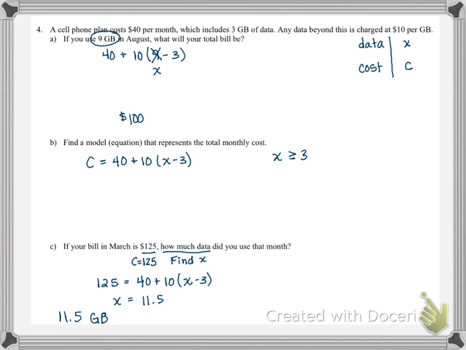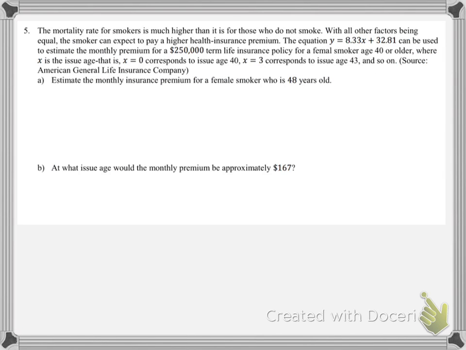Realistically, your bill would never be 125 in this situation, because those companies don't prorate it, right? As soon as you go over, they're like, bam, $10. Here's another gig. My kid goes over a lot, so I've experienced this. But if they did, we would have used 11.5 gigabytes. Make sense? Okay, you guys do this one.